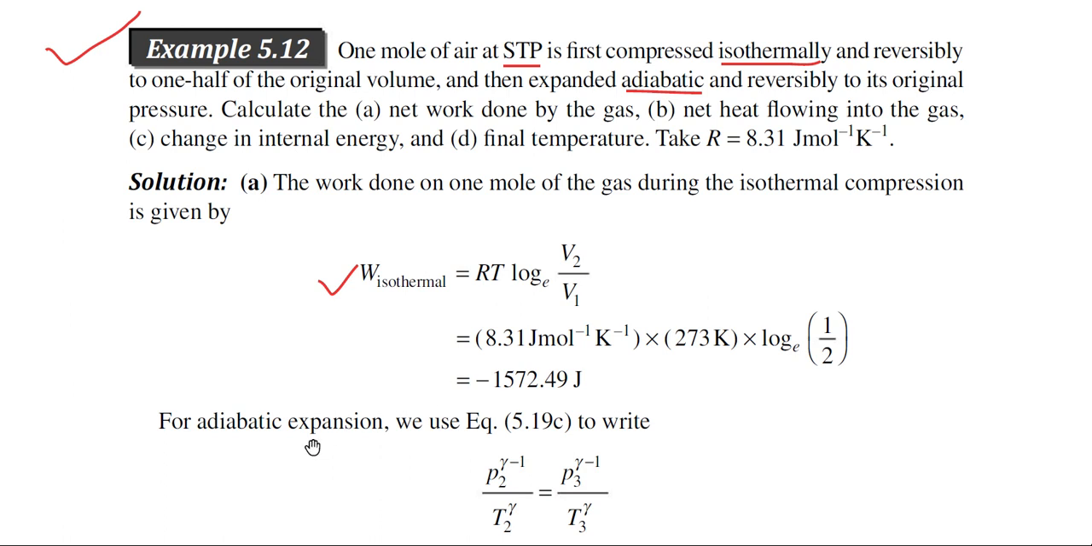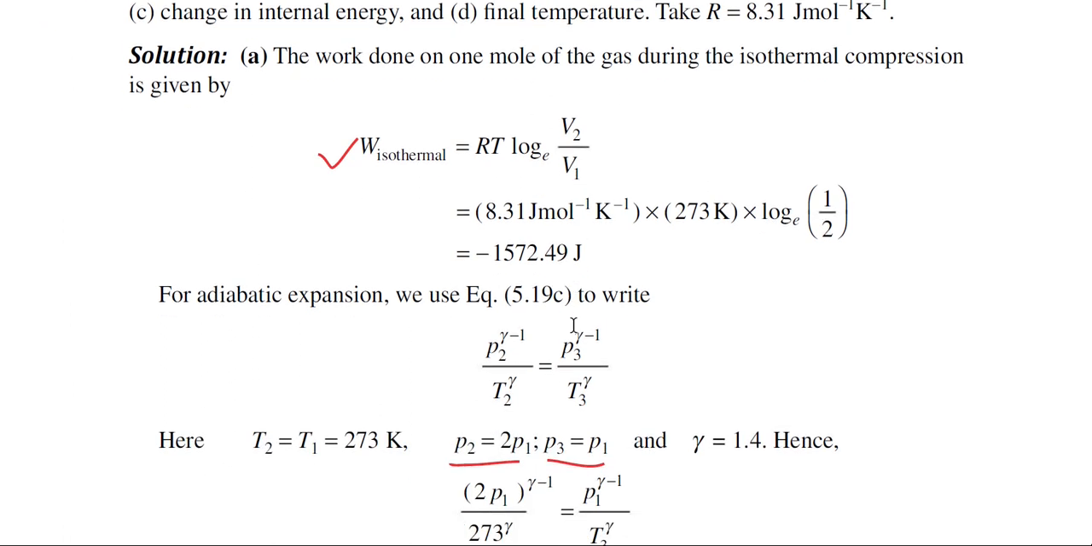In the next case, there is adiabatic expansion, and in that case there is a change of pressure. So we are using the TP relation, because pressure is involved, and we can calculate the final temperature. That is the task: we have to calculate the final temperature, and previously the gas was at STP.